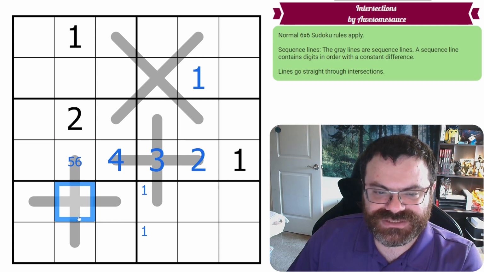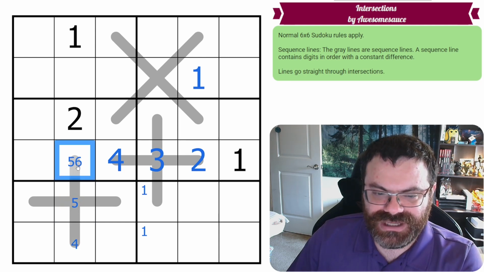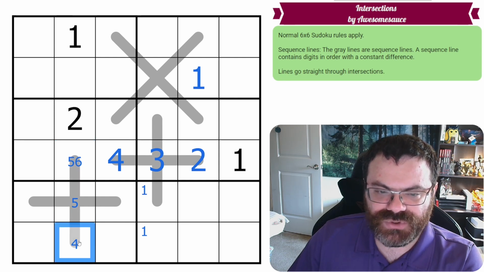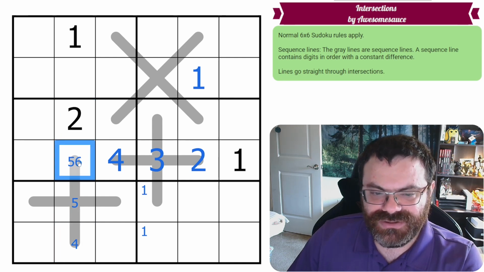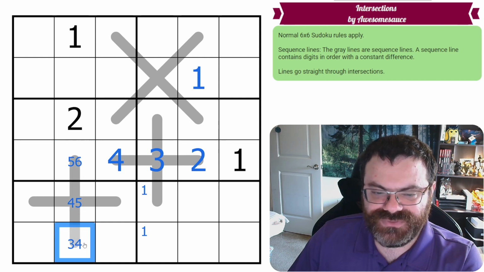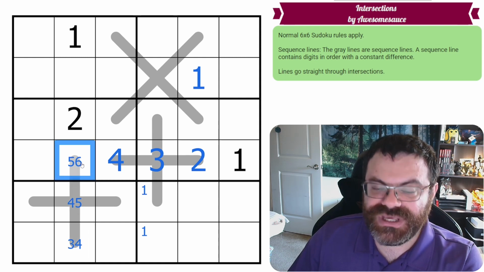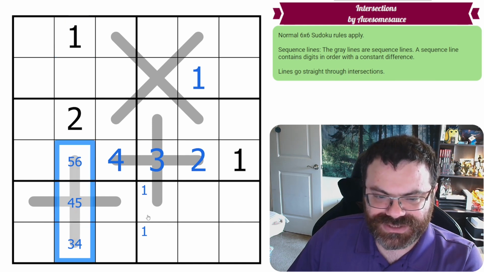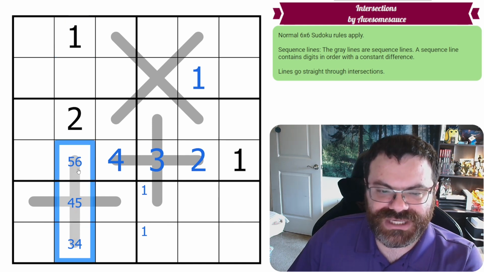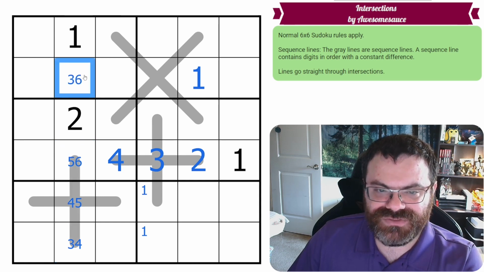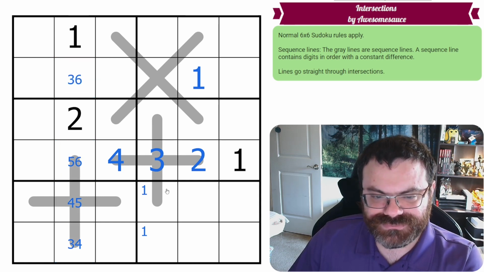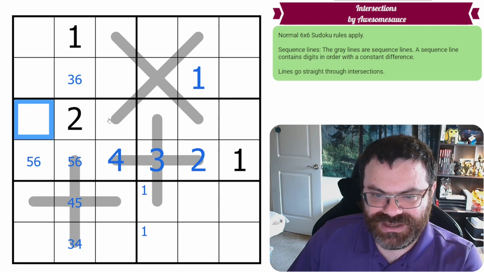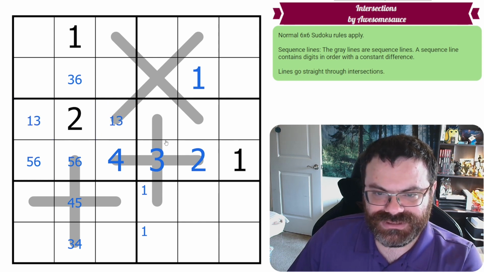So we could go 6, 5, 4. Can we go 6 down to 4? No, because then we'd have to go 6, 4, 2, and 2 is used up. Or we can go 5, 4, 3. But we can't go 5, 3, 1 because 1 is used in the column. So that's how this turns out. So it will be in order. So this is going to be the 3 or 6 that isn't on this line. This is also 5, 6, by the way. And we need a 1 and a 3 here.